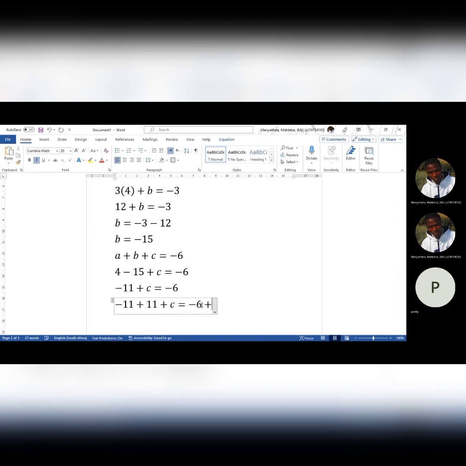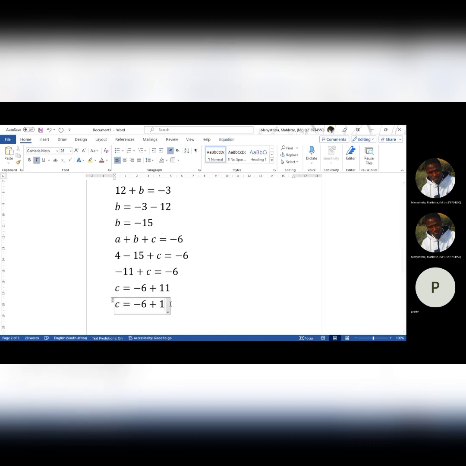What we do on the right, we also do on the left. So 11 will cancel 11. On the right, negative 6 plus 11 is positive 5. So the value of c is 5.